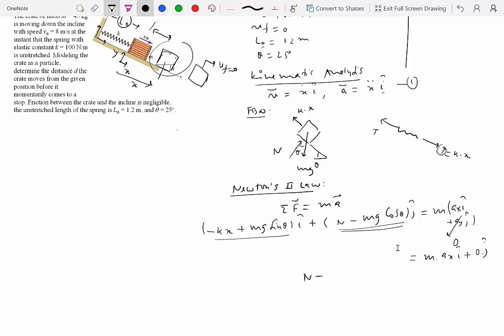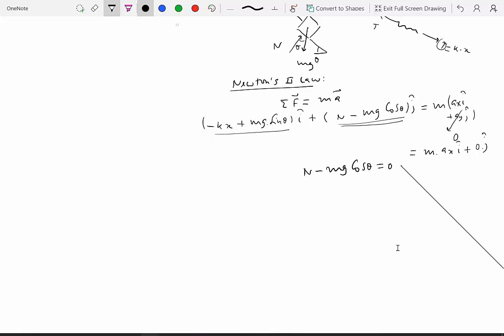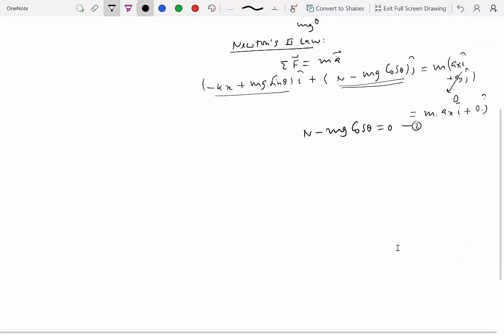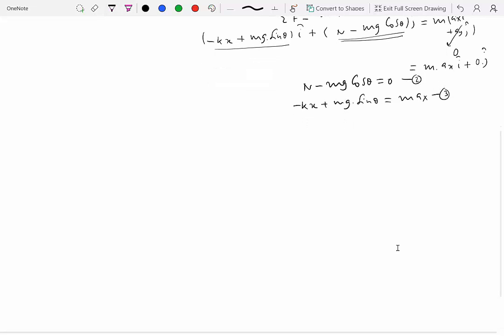So let's write that. So n minus mg cosine theta is equal to 0. And let's call it equation number 2. And we have minus kx plus mg times sine theta equal to m times acceleration along x direction. So those are the three equations that we have.